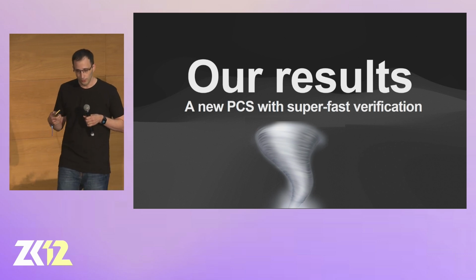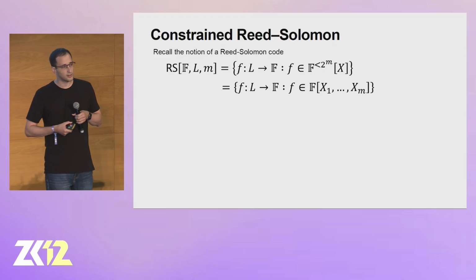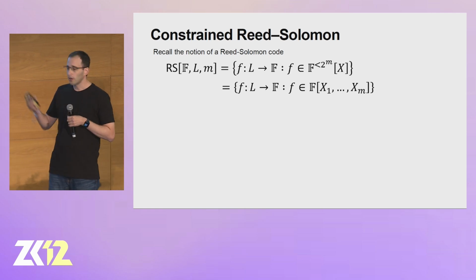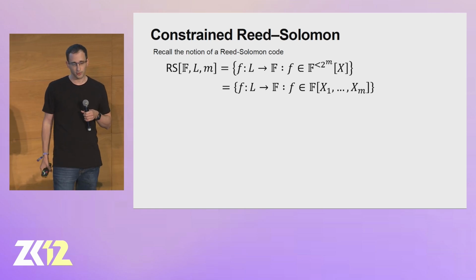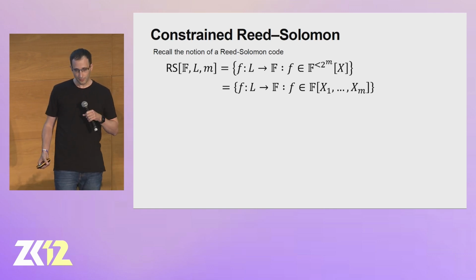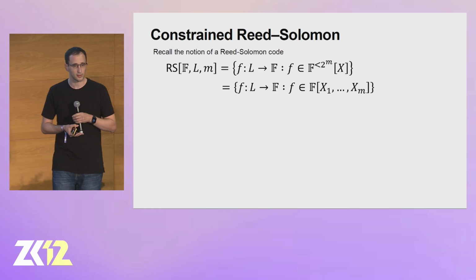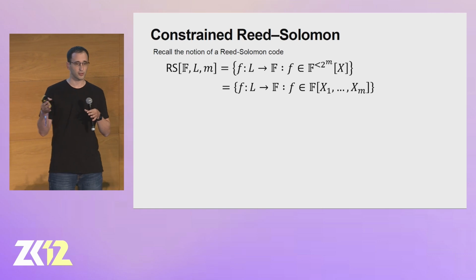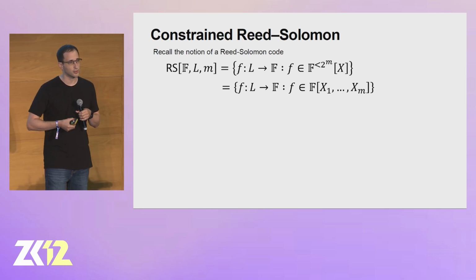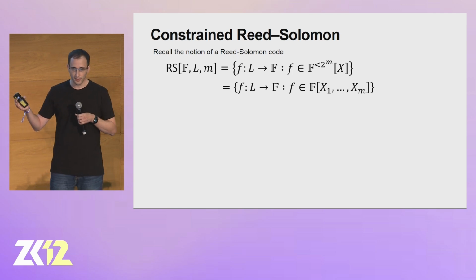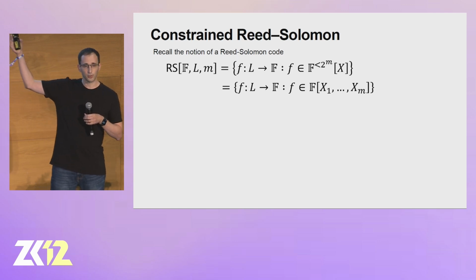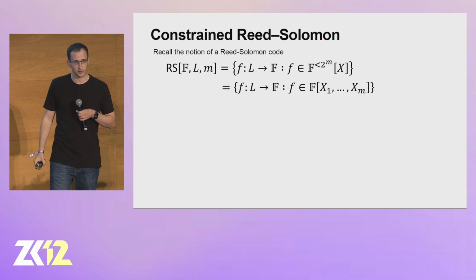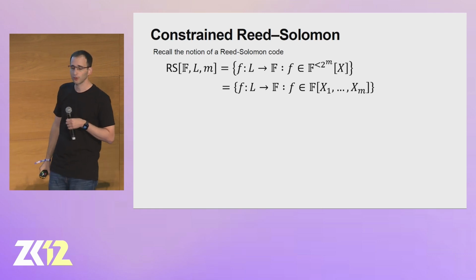Okay? So more technically, I need to define what the Reed-Solomon code is. Recall the Reed-Solomon code. We have some finite field F. We have some evaluation domain L. And we have some parameter m, where 2 to the m is going to be the degree. Then we're looking at the Reed-Solomon code: all functions f from this domain L to the field, such that the function is a univariate low-degree polynomial of degree at most 2 to the m. So m is going to be log of the degree in this example. So this is the Reed-Solomon code.